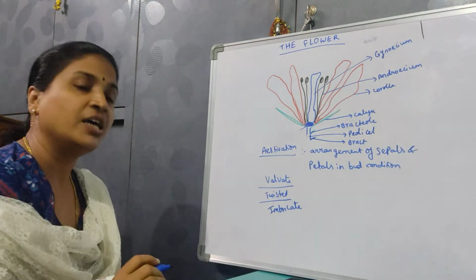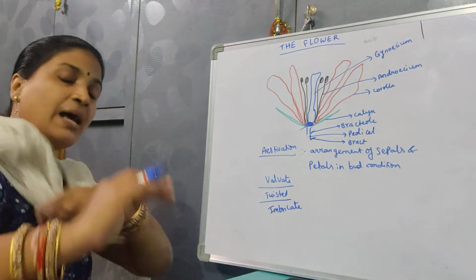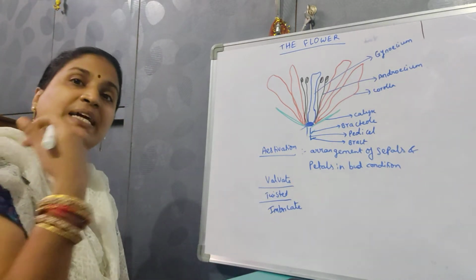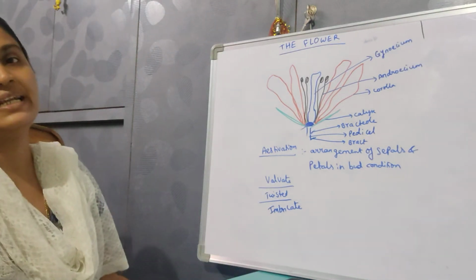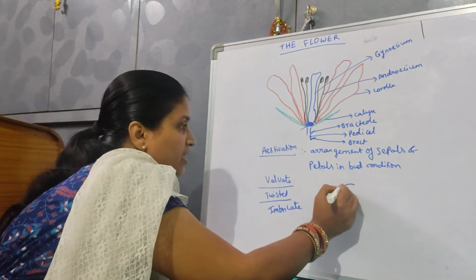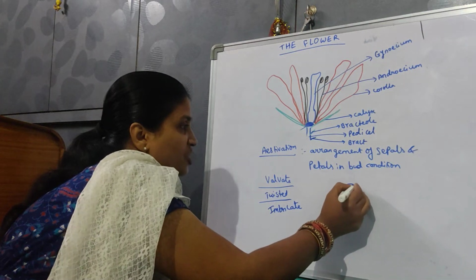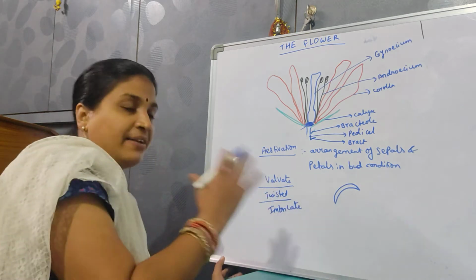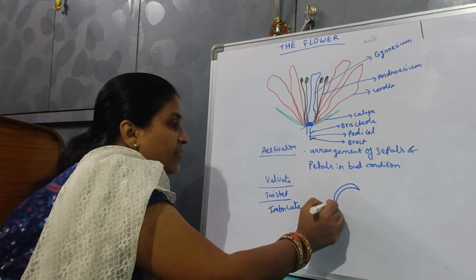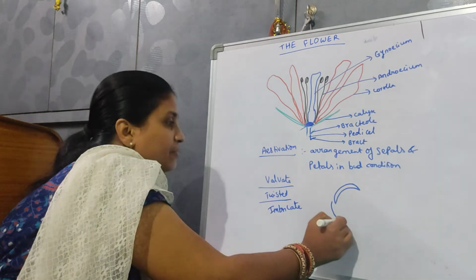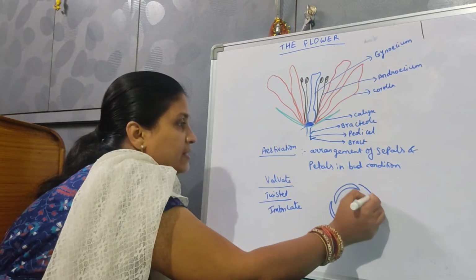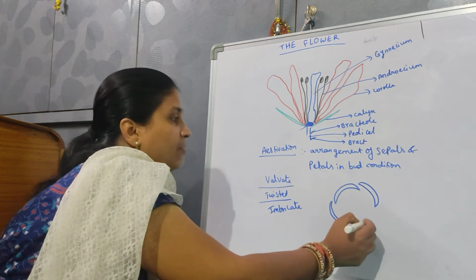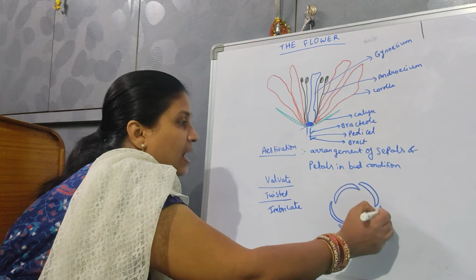Imbricate estivation. Here what is there? The overlapping of the margins of the petals or the sepals does not occur at the same time. One of them will be completely outside and the other will be completely inside. In such a way they are arranged. See the beauty of nature, how the flowers and the petals are arranged. They are arranged in a pattern. So here this particular petal is completely inside. And one of them will be completely outside.